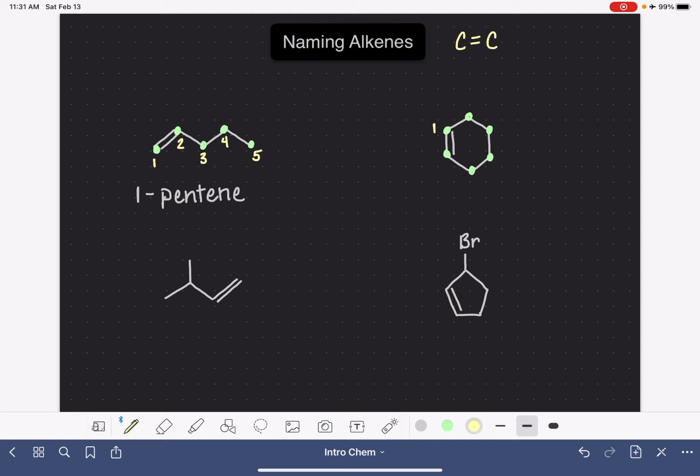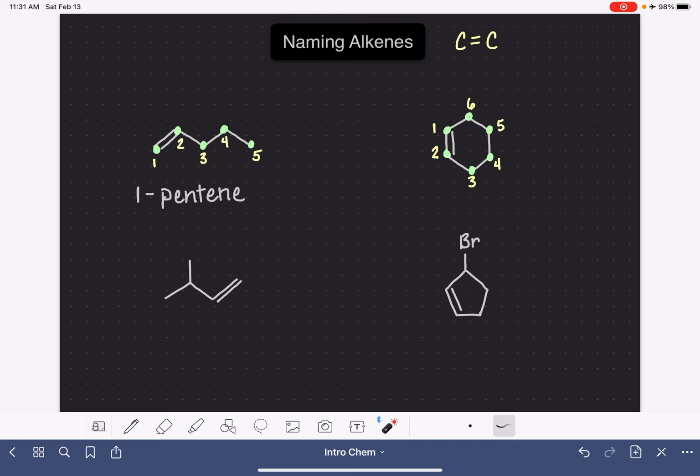And when we number around the ring, remember our goal is to give the smallest possible set of numbers to everything. So when we number around the ring, we want to number this way so that the numbering continues across the double bond, and the double bond gets the lowest pair of numbers in the ring. If we numbered the other way around, our double bond would be 1 and 6, and that wouldn't be the lowest possible set of numbers. So now we're going to name this alkene.